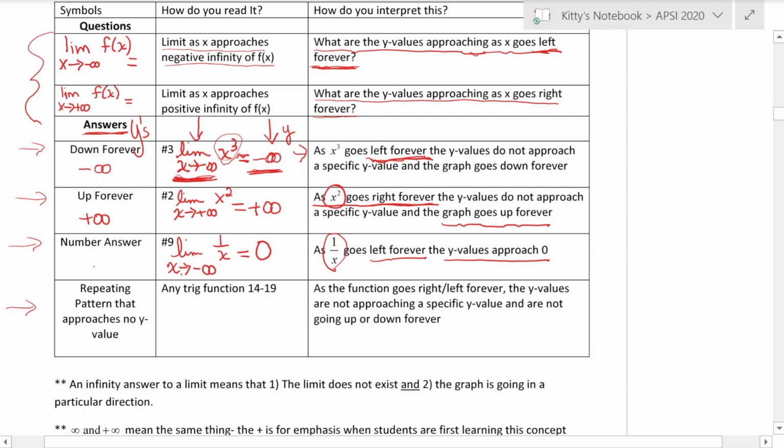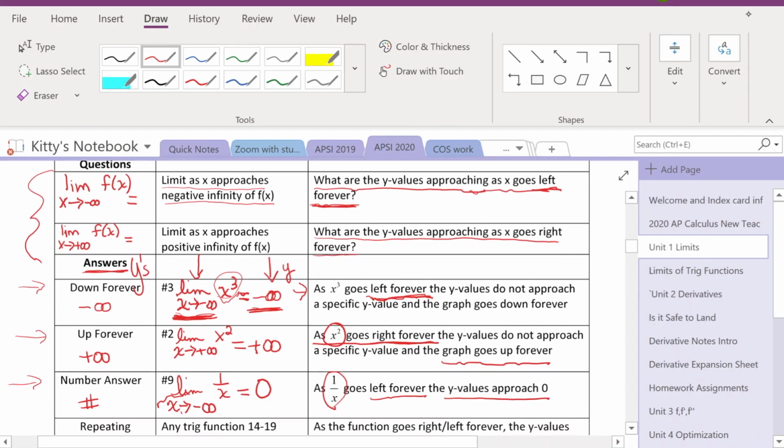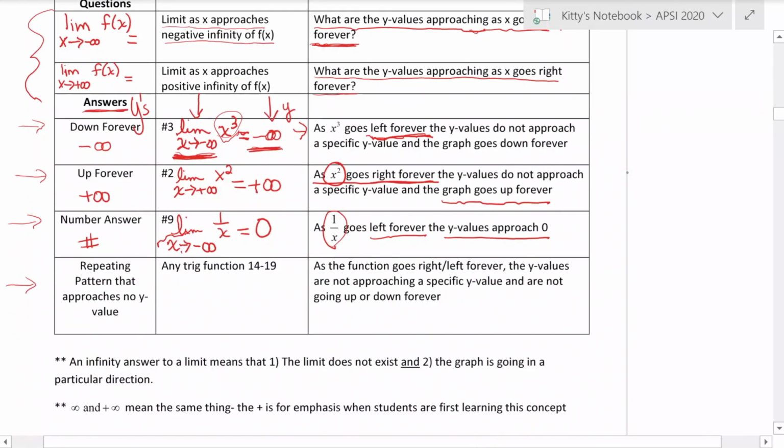So if you have a number answer, then you just write down your number, whatever it is. If the graph does chill out to a particular y value, you're going to put that down as your answer, because that's what the y's are doing. Okay, I'm going to change colors here for a minute so you can make some emphasis. All of this that I've circled in blue tells you where you're going as far as the x's. That's your left forever, your right forever, your left forever. That's all your x's.